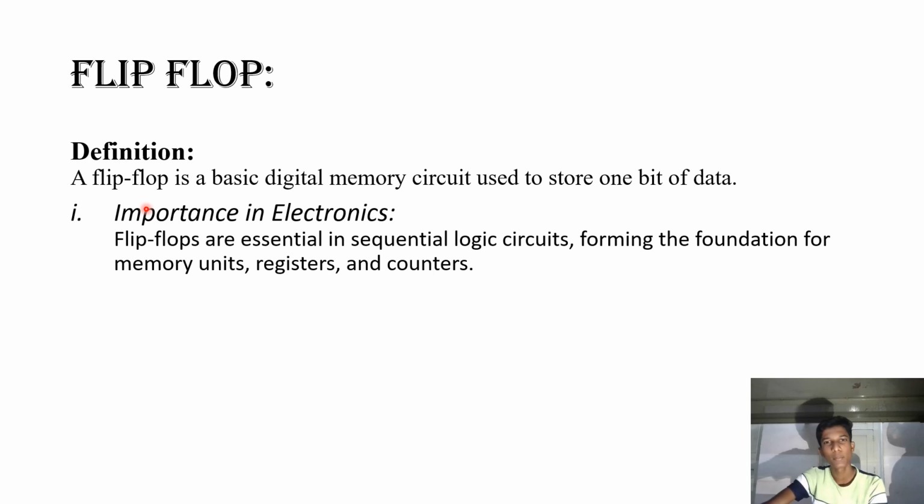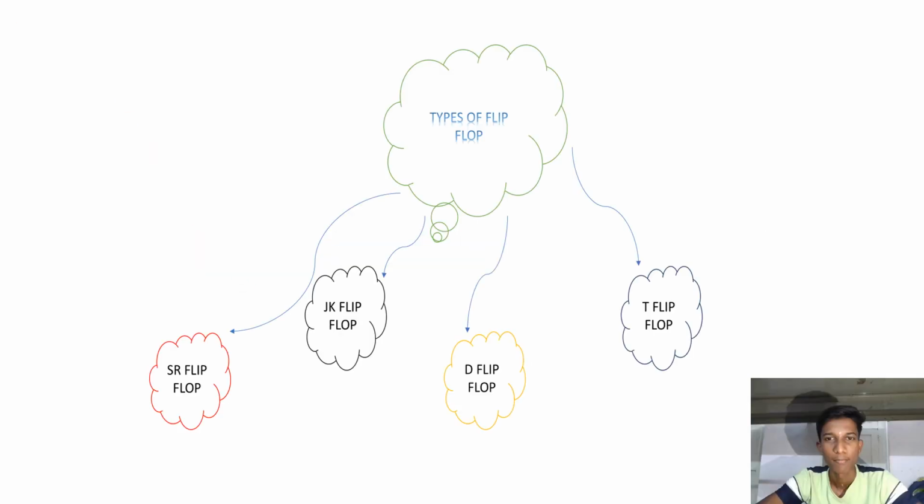A flip-flop is a basic digital memory circuit used to store one bit of data. Its main importance in electronics is that flip-flops are essentially used in sequential logic circuits, registers, counters, and in many memory units. Let us move to the types of flip-flop.